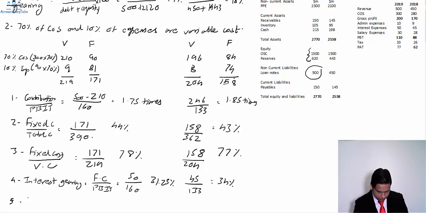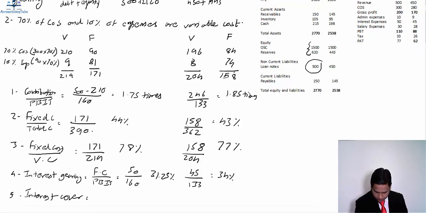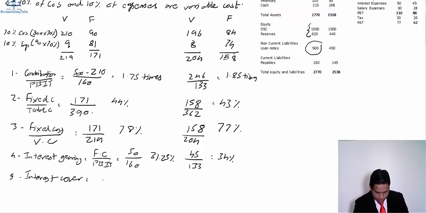Now we have the interest cover. Now we are doing the opposite of what we have done above, that is PBIT over finance cost. This ratio is in times, so it becomes 160 over 50, and it gives us 3.2. Last year it was 133 over 45, which was 2.9.